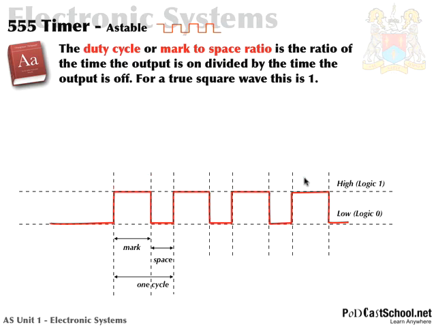Okay, so the mark is the time when it's on, space is the time when it's off. And I've said also there that for a true square wave, this would be 1. In other words, the space time would be the same as the mark, and we call that a square wave.